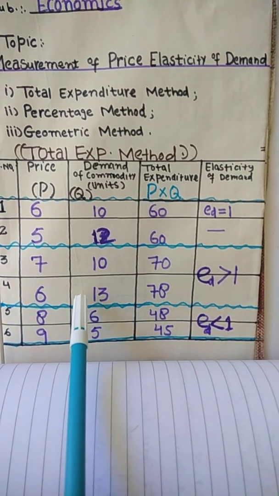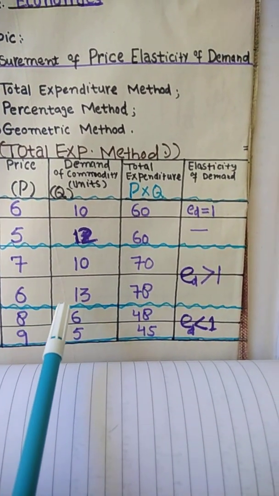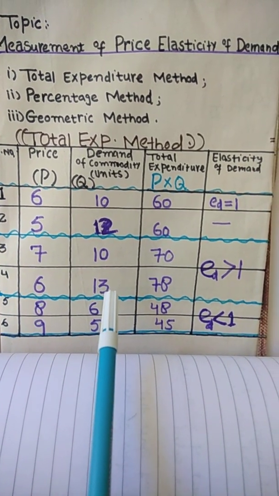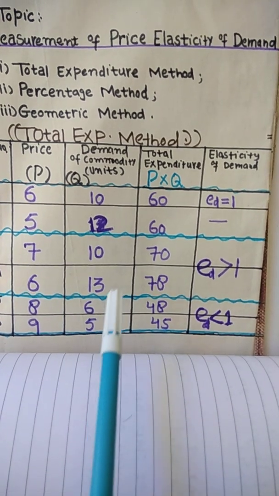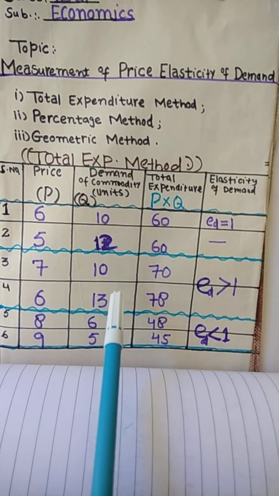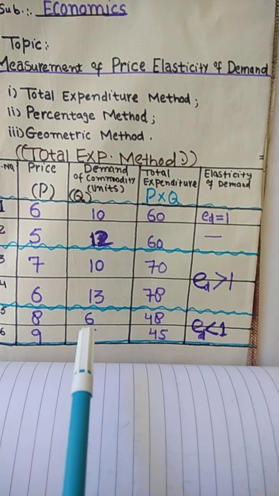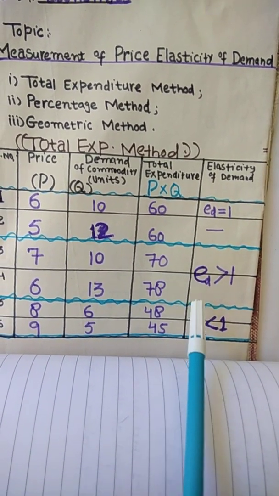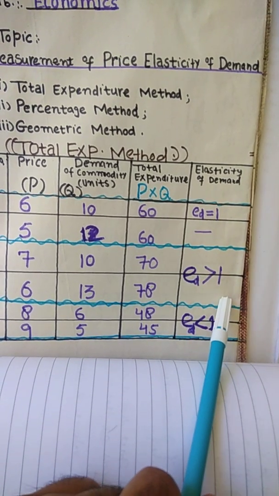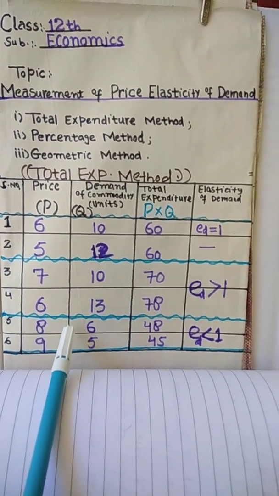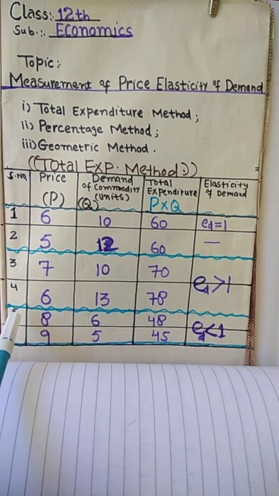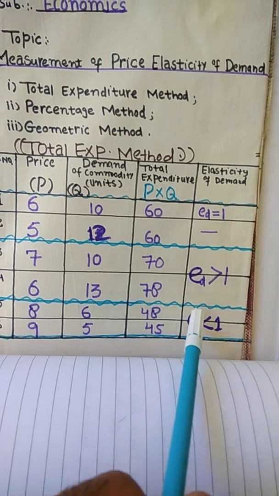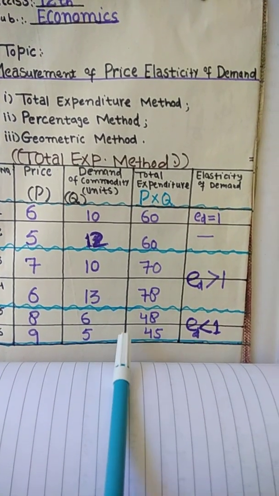So we can say that with the fall in price, the quantity demanded is more. So we can say that quantity demanded with the fall in price increases. So we can say that here the elasticity of demand, ED, is greater than 1. Similarly, we may understand the situation recorded here as entries 5 and 6. Here the elasticity of demand is less than 1.